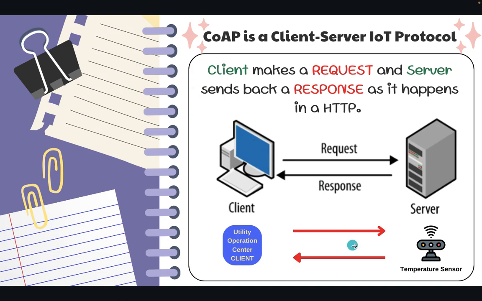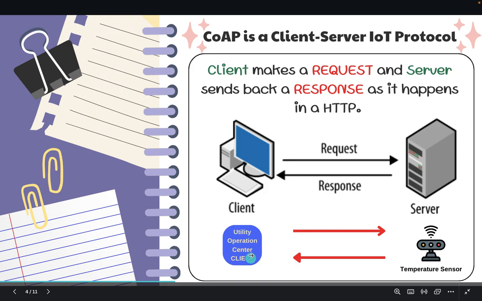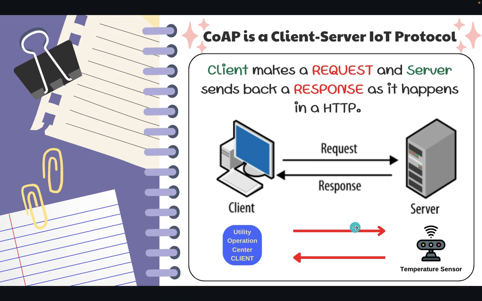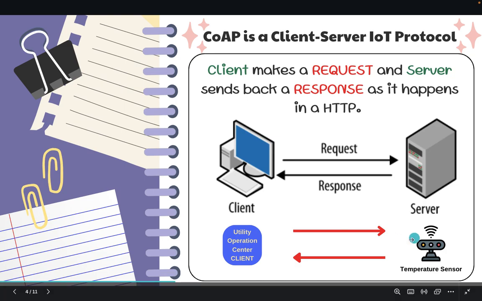I have taken one more example here. Let us take this utility operation center, where this particular client wants some temperature sensor value. It will send the request signal to the temperature sensor, and after receiving the request signal, the temperature sensor will respond back with one more signal called the response to that particular client.